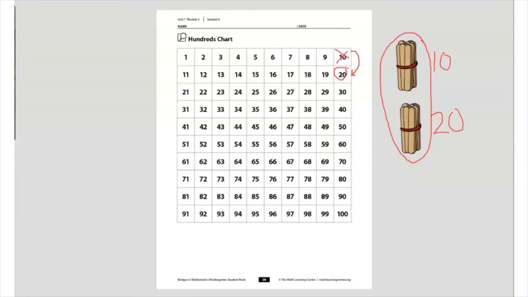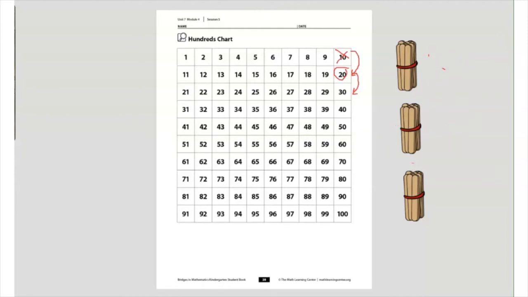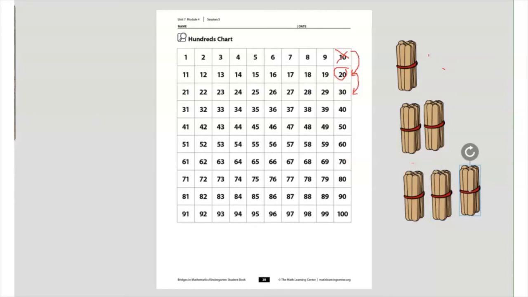I wonder what three groups of 10 would be equal to. Let's take a look. And we're going to count by 10. So let's try it. 10, 20, 30. So three groups is equal to 30. So let's go ahead and reorganize our bundles so that we can see them all together. I'm going to make this equal to 20 and this equal to 30 in a group so that we can see those. And there's 30.